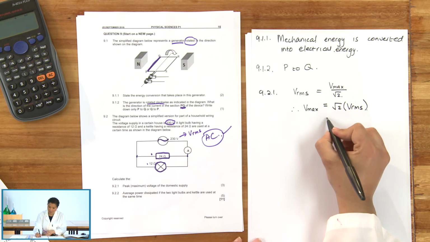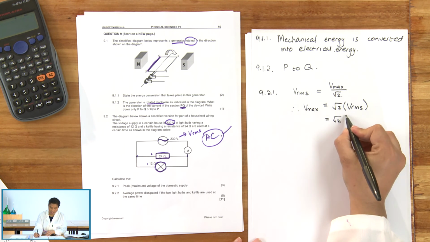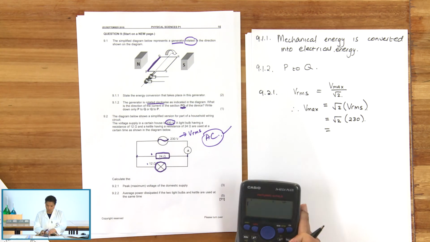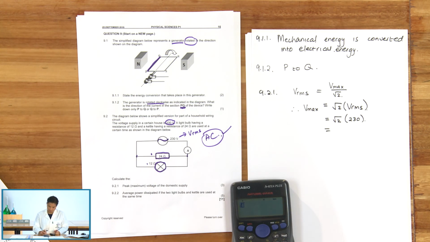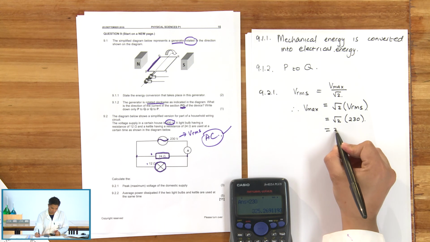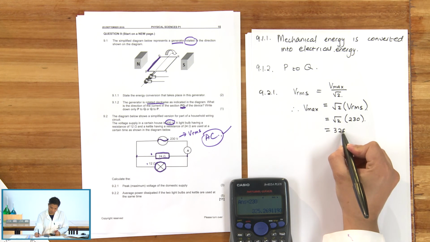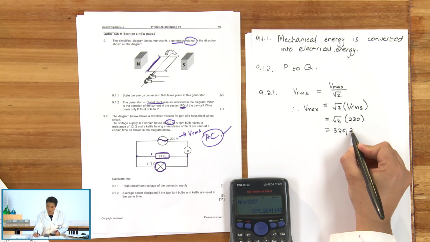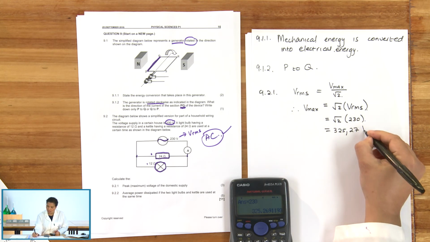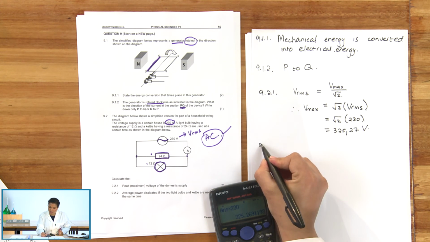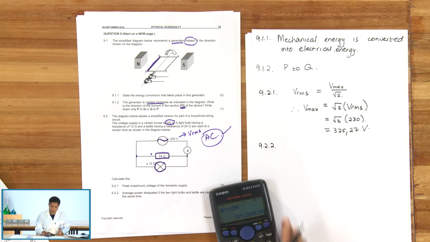From my diagram, I know that VRMS is equal to 230 volts. So when I pop that onto my calculator, square root 2 times 230 equals 325,27 volts. There we go. I've got Vmax sorted. Let's move on to 9.2.2.